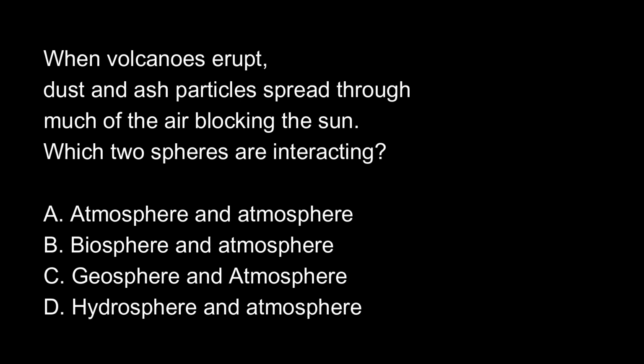Number 5. When volcanoes erupt, dust and ash particles spread through much of the air and block the sun. Which two spheres are interacting? A. Atmosphere and atmosphere. B. Biosphere and atmosphere. C. Geosphere and atmosphere. D. Hydrosphere and atmosphere.